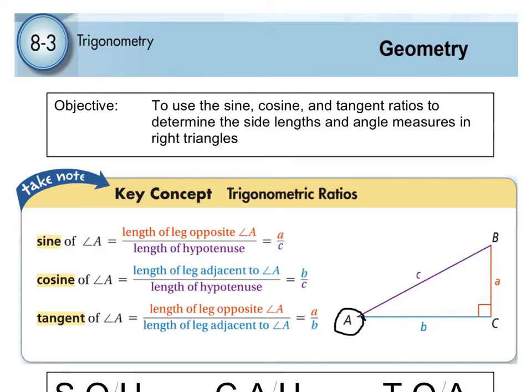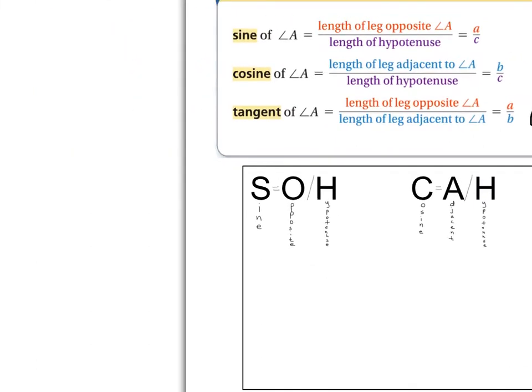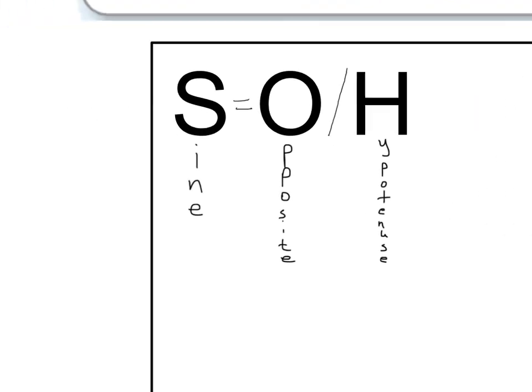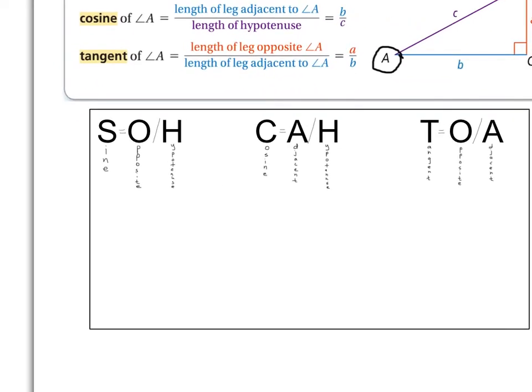Using these ratios, we can determine any length we need of a side or the degree of any angle that we need. The first part we're going to start off with is this right here, and I want you to write this down in your notes. This is what we call SOHCAHTOA. It essentially stands for how to find sine, cosine, and tangent.